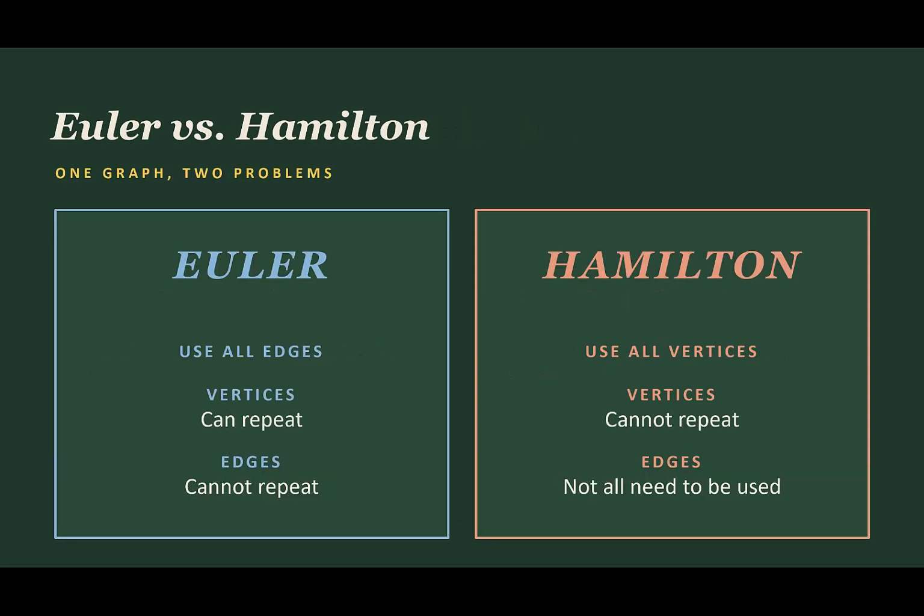So when we look at Euler versus Hamilton, here are the key elements that you need to focus on. Euler is all about edges. So anytime we talk about an Euler path or circuit, we want to use all edges. Hamilton is about vertices. So anytime we talk about a Hamilton path or cycle, we want to make sure we use all the vertices without repetition. So with Euler, vertices can repeat, edges cannot. With Hamilton, vertices cannot repeat and not all edges need to be used.